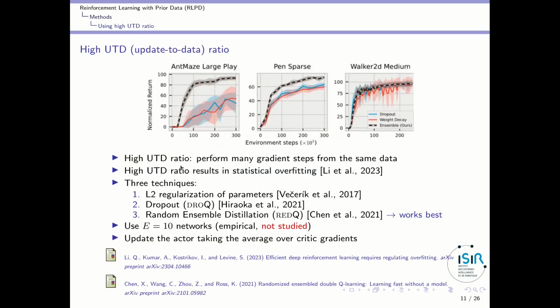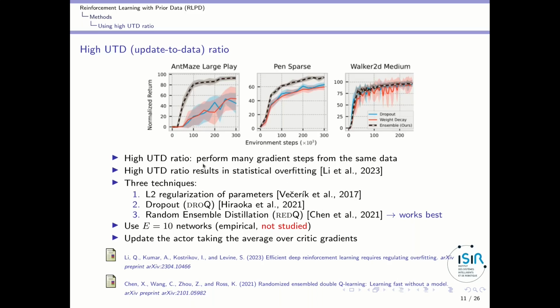The general idea is that the UTD ratio is the number of gradient steps that you take for each sample in the replay buffer. So for instance, if you perform 200 gradient steps for a mini batch of size 100, then your UTD ratio is 2. And the more gradient steps you make, the faster you will learn for the same quantity of data. But the problem is that high UTD ratio has been shown to result in statistical overfitting in that particular paper.